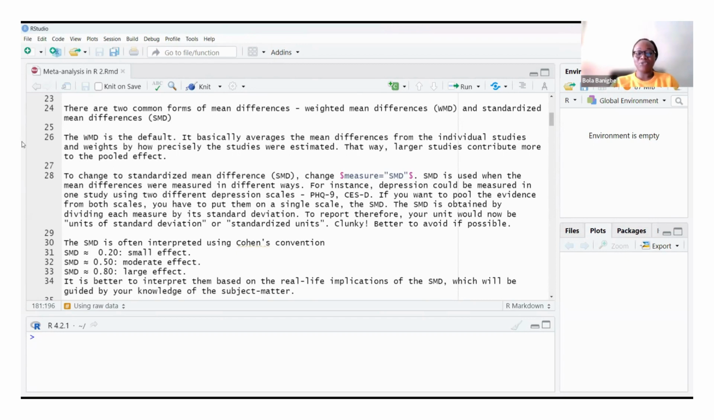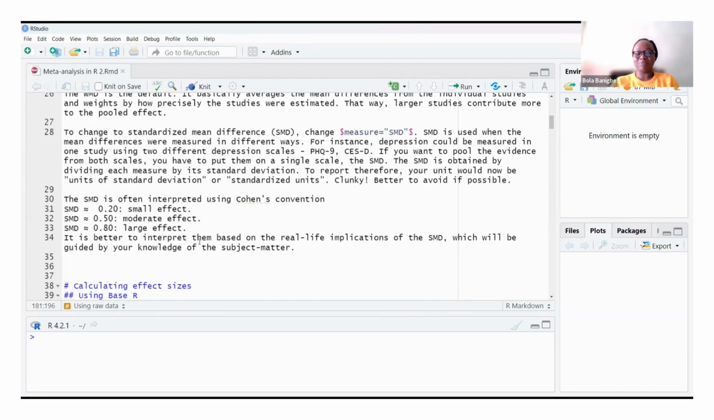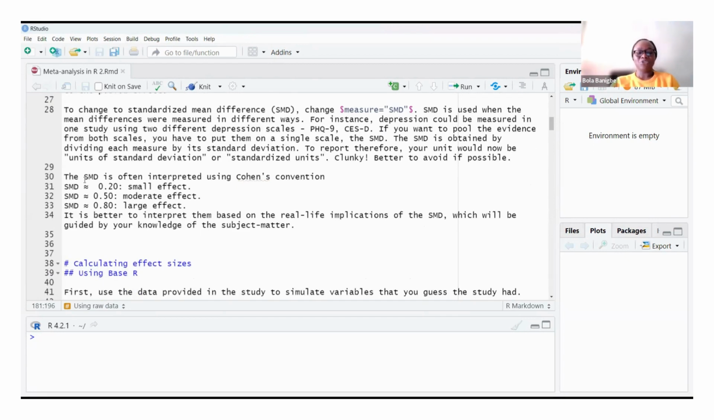So basically, to interpret the standardized mean difference, people use Cohen's d convention. If the standardized mean difference is between 0 and 0.2, you say, oh, that's a small effect. And if it's between 0.2 and 0.5, it's a moderate effect. 0.8 and larger is a large effect.